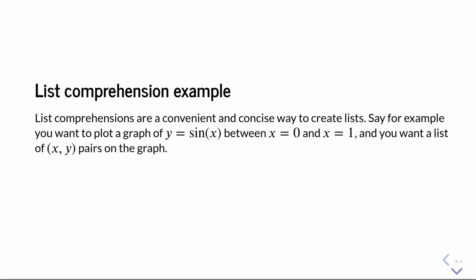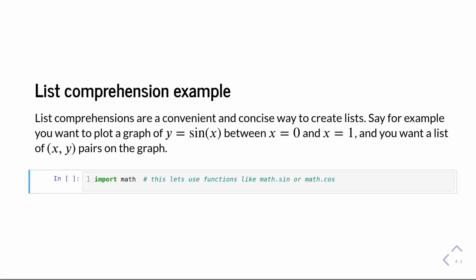So the x values would be, say, x equals 0 and 0.01, 0.02, 0.03 and so on, all the way up to 1. And then we might say, okay, I want the corresponding y values, so I want sine of 0 and sine of 0.01 and sine of 0.02. So that will give me a bunch of x and y coordinates for points on my graph of y equals sine x. Well, how can we create those in an easy way?